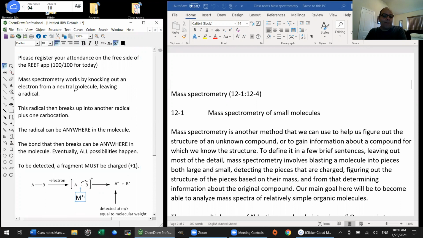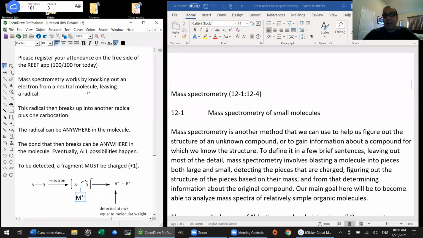So where were we? Oh, so we form this molecular ion, and that radical then fragments into another radical plus one carbocation. And here's the first big sticking point. What students will very reasonably ask at this point is, well, where is that radical and where is that cation going to be? And the answer is they can be anywhere and eventually will be anywhere. All possible covalent bonds will be broken, and all possible places where you can form a cation will eventually be found. So you'll see all possible fragments.